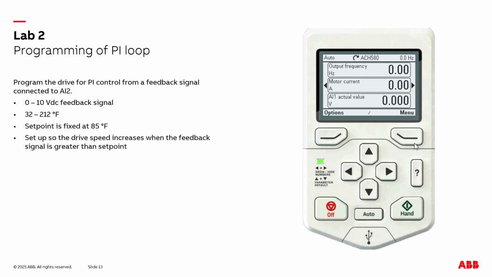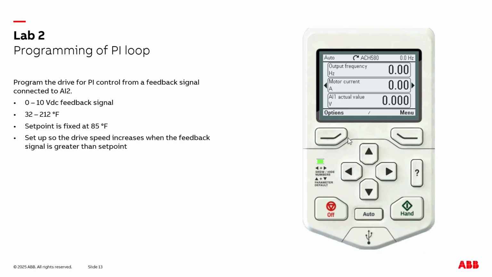Let's now program the first part of Lab 2 into the drive. Now we want to program in the 0 to 10 volt feedback signal, the feedback range to be 32 to 212 degrees Fahrenheit, and the fixed set point of 85 degrees Fahrenheit. Now, something that was not on the previous slide, but is very important, is that we make sure we set up the drive's PID loop so that the drive's output frequency increases when the feedback signal is greater than set point. This is actually opposite logic, for example, for a booster pump.